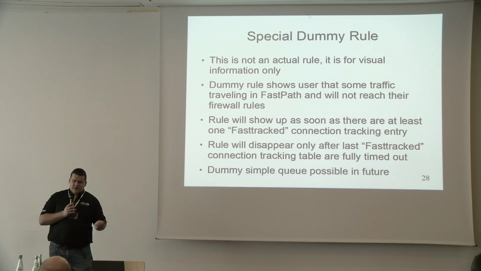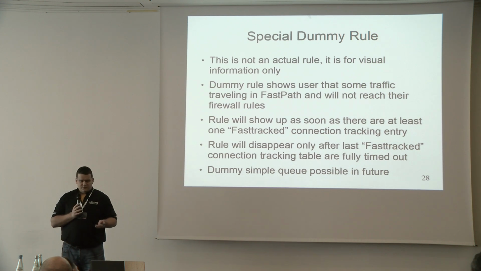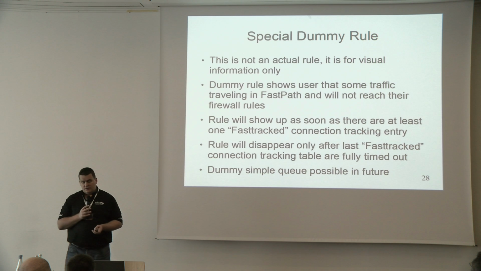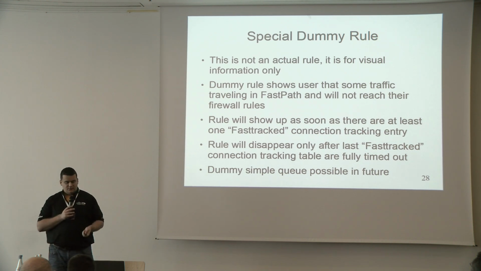So, and it might be possible that in the future we will add similar rules to the simple queues, because on average we get 3-4 mails a day from customers saying that my simple queues doesn't work anymore. And of course, even without looking into configuration, we can ask, okay, did you enable fast track? Yes, I did. So maybe we need to add that rule also.